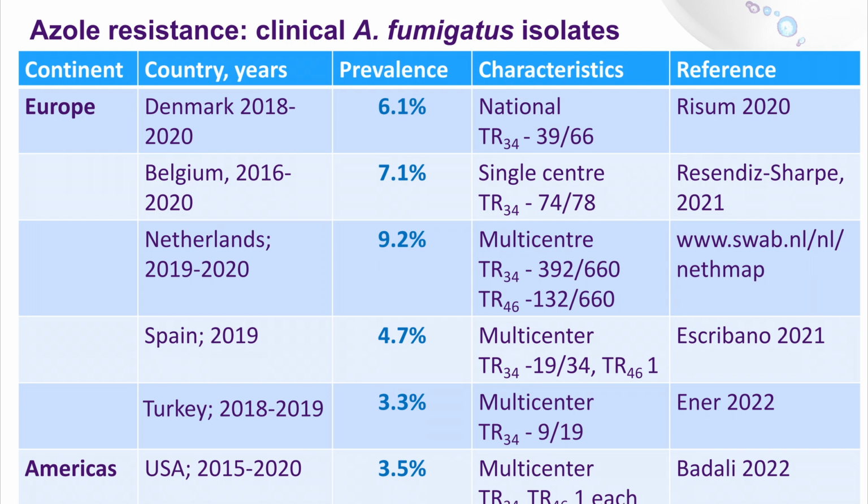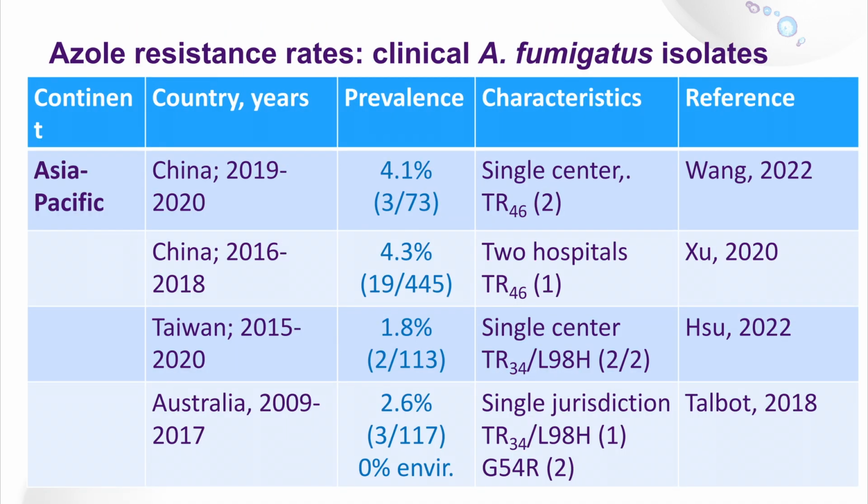In America, there was one study published in 2022, only 3.5% prevalence. Closer to home, here we have China, single study, 2 hospital study, 4.3%. In Taiwan, 1.8%. In Australia, and I guess we've been lucky, at a frequency of 2.6%. Nothing in the environment, and only 3 out of 117 clinical isolates. But this was done in a single jurisdiction. And I guess, what can I say? We've been a bit slack in not taking this further and in initiating a more recent study.